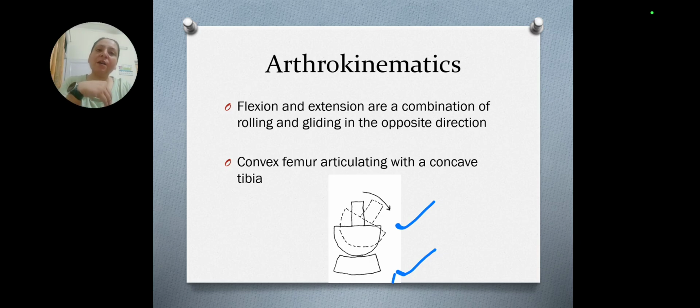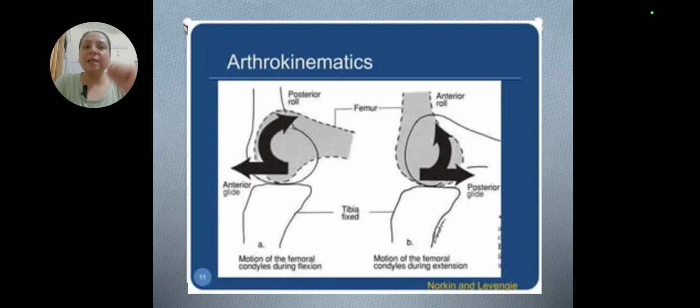That means when the femur is moving, the distal end of the femur is moving on a concave tibia in flexion, what will happen is the gliding will be in the opposite direction. Now if you take this into consideration, you will see that during flexion, the femur is moving posteriorly.